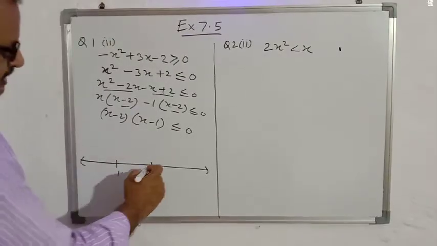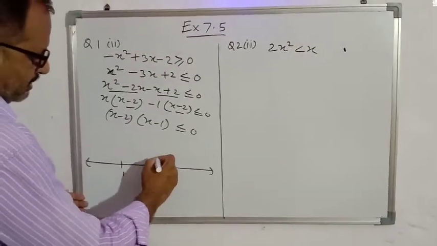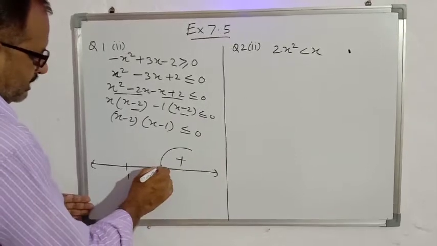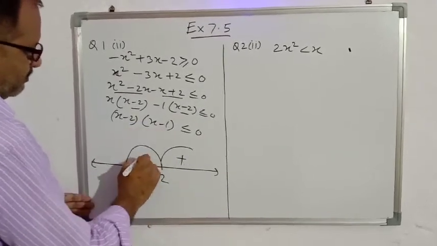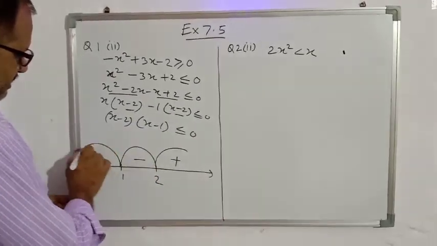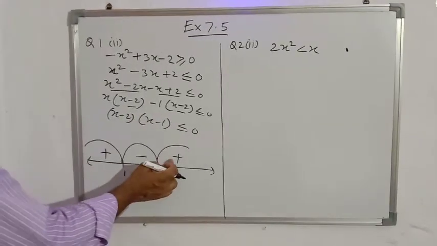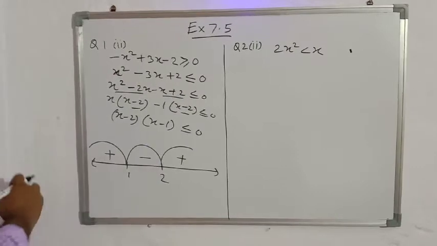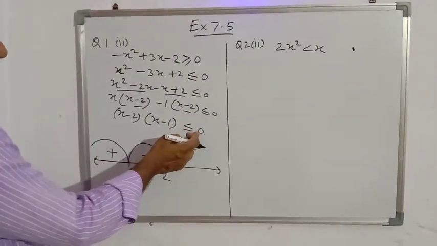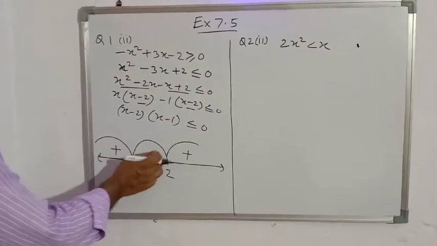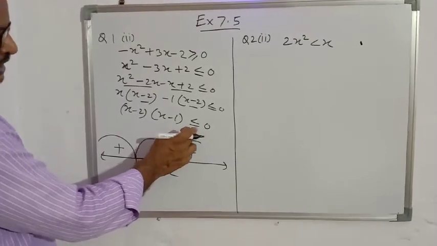Now by method of intervals, from the right side, it will be positive. In this interval, the product will be negative. Next interval, it will be positive. So from the right side, we have to make positive, negative, positive. But here we have to take less than 0. Less than 0 means negative. And equal sign is also there, equal to 0.